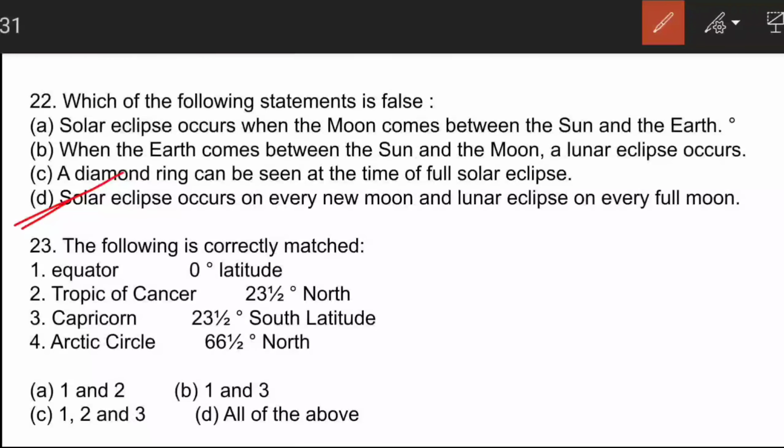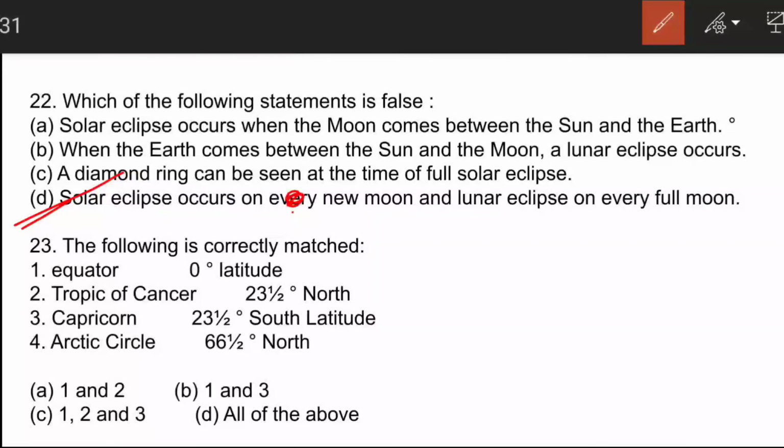Why? What is wrong with this? Because solar eclipse occurs on every new moon. It occurs on new moon, but it's not necessary that it will occur on every one. And lunar eclipse occurs on every full moon. So here every word is making it a wrong statement. The other three statements are fully correct.